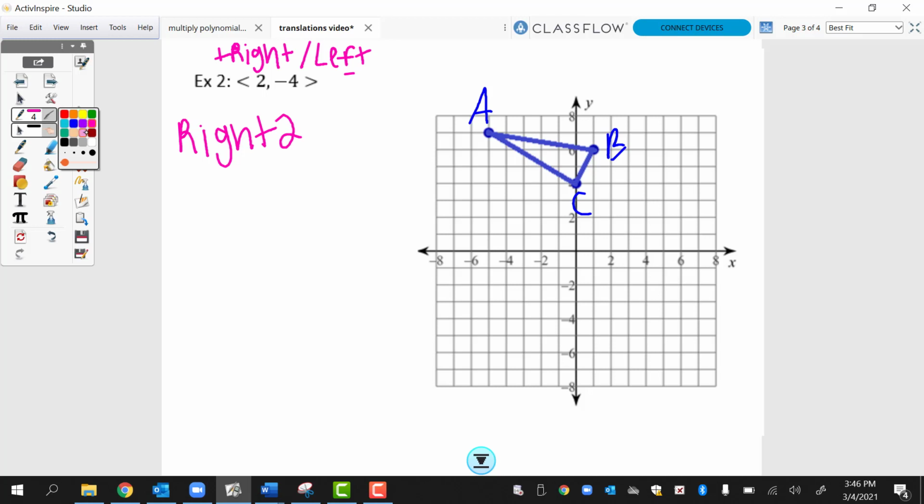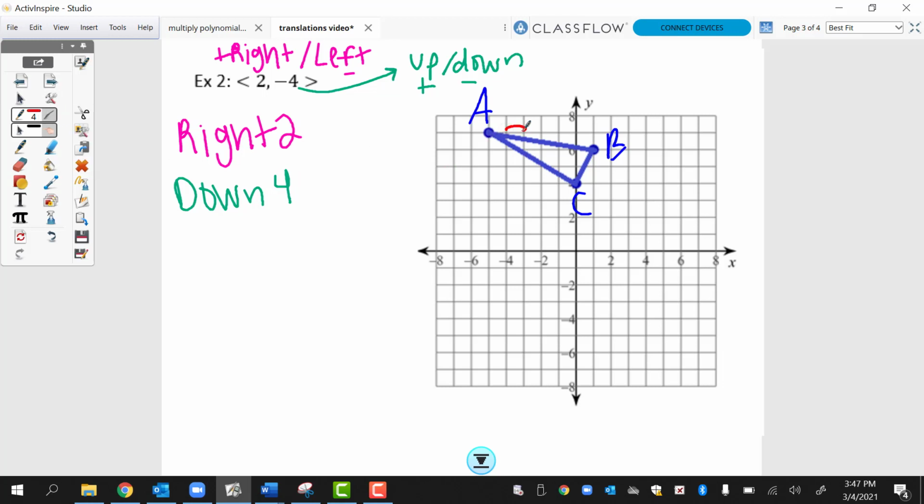My second number is my up down number. If it's positive, I move up. If it's negative, I move down. So that's negative 4. So that means I'm moving down 4. And now that's what I've got to do to this graph. So here we go. Right 2. So 1, 2. And then I move down 1, 2, 3, 4. And that is my after picture.